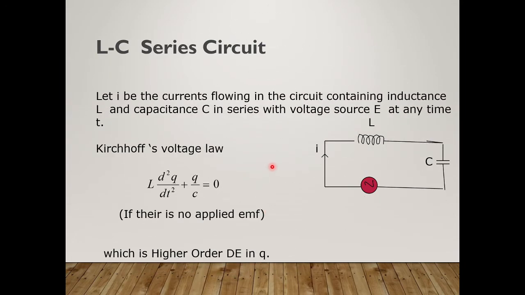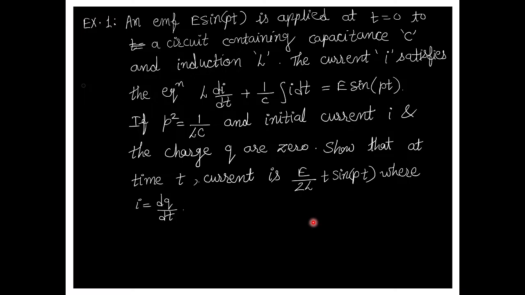Now, the LC series circuit. Here inductance and capacitance are connected in series. Then by applying Kirchhoff's voltage law, we formulate the differential equation. Here the voltage drop across L is L d2q by dt square and the voltage drop across C is q by C, and there is no applied EMF, therefore its value is equal to 0. If an applied EMF value is given in the problem, we can substitute this value on the right hand side of this higher order differential equation in terms of q, and we solve this by finding CF and PI. Now we discuss a problem on this.